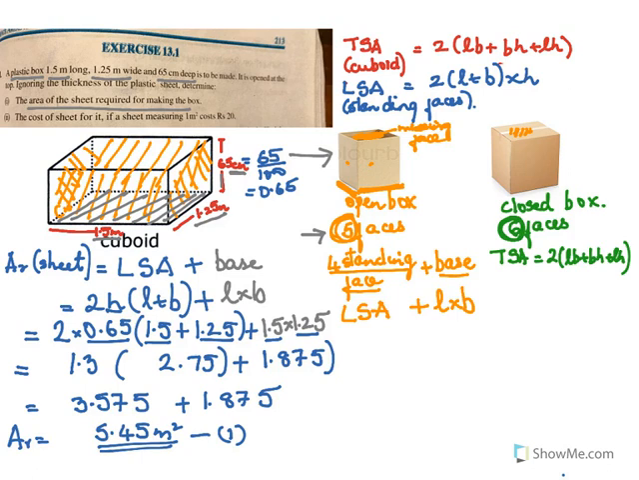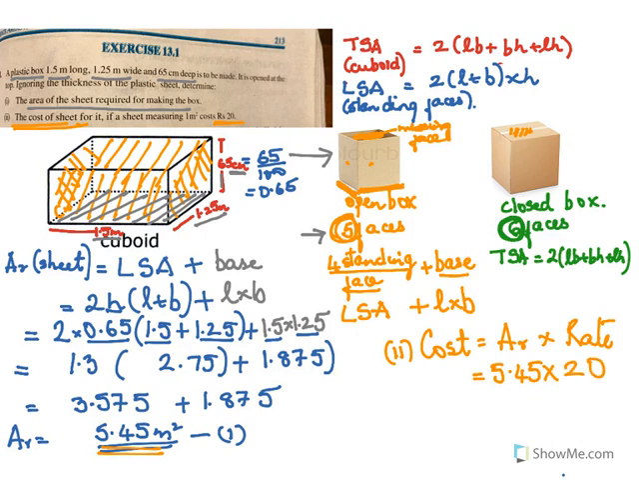Now we have a second part of this question. We find the cost of the sheet. Now the cost is always area into rate. Here our area is 5.45 and the rate they've given as rupees 20. So into 20. So when you multiply, you will get 109 rupees. So that is the answer.